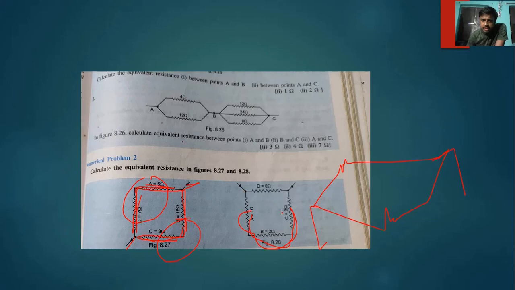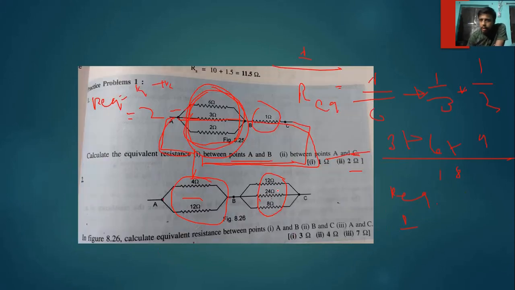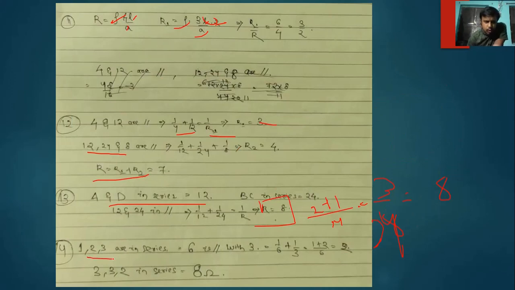So first we have to find the series equivalent, then that will be parallel with 6, then we'll get the total equivalent resistance. 1, 2, 3 are in series, so we have to add them. 1 plus 2 plus 3 is equal to 6, and 6 is parallel with 3. So 1 by 6 plus 1 by 3 is equal to 1 plus 2, 3 by 6, that would be equal to 2. So now 3, 3, 2 are in series with each other.